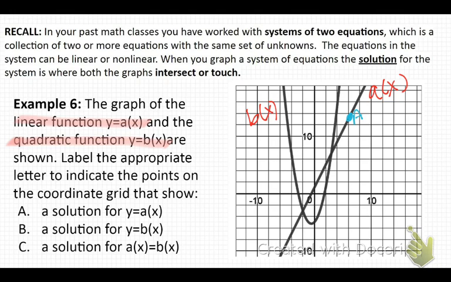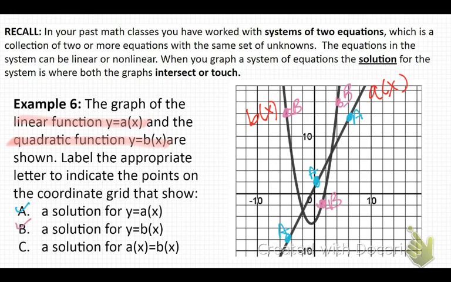Can I put it here? Yeah. Can I put it here? Can I put it here? Okay, just make sure your A point is anywhere on the line. What about my B point? Anywhere on the parabola. Can I put it here? Can I put it here? Can I put it here?